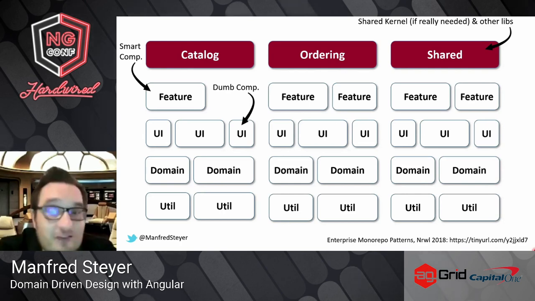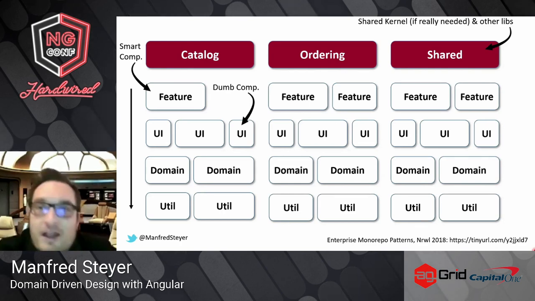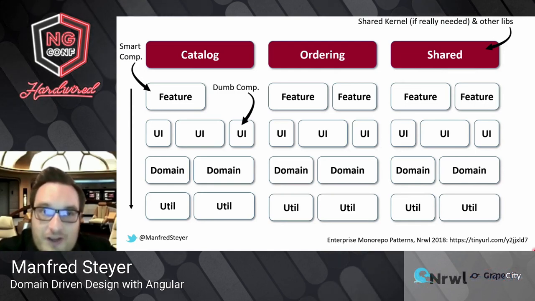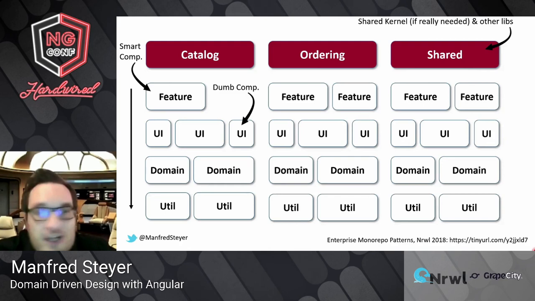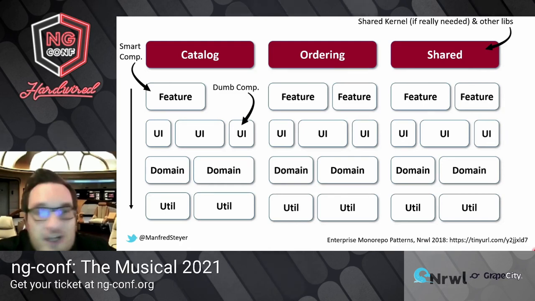There are several further advantages. One advantage is you can easily introduce access restrictions. Here I'm having vertical access restrictions, which means the feature is allowed to access everything else, but the domain is only allowed to access the utility. One layer is only allowed to access layers below it.